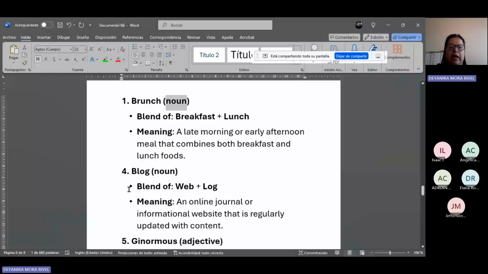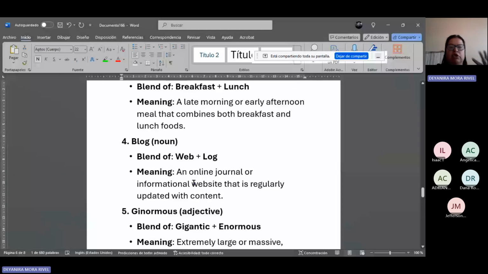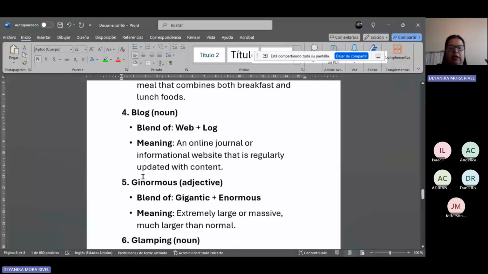A blog is the blend of a log, and to log is to write down, como llevar el control de algo. That's to log. I don't know if you've seen that. And web. So we took the B only from web and we added it to log, and that is a blog, right? When you have a journal of information, which is online.